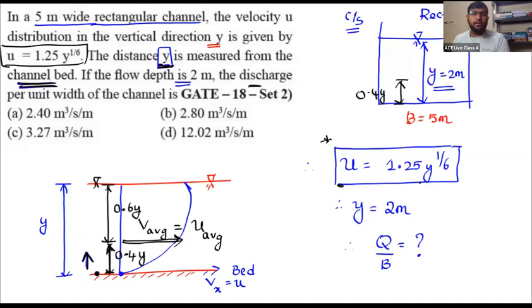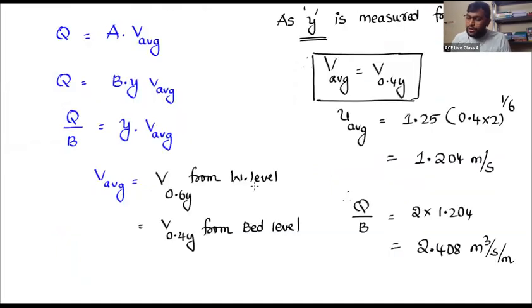In the same question, if I had mentioned that the depth is measured from the water surface, then you can use it as 0.6y. So if the depth is measured from the water level, I could take the velocity at 0.6y. And as I'm asking you from the bed level, you have to take it as 0.4y, my dear. Okay.